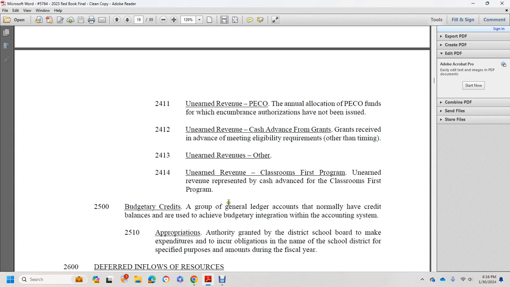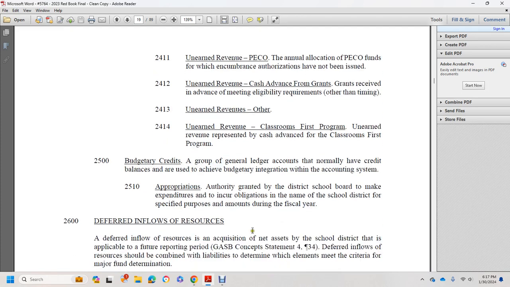2414 unearned revenue, classroom first program, unearned revenue represented by cash advance for the classroom first program. 2500 budgetary credits, the group of general ledger accounts which normally have a credit balance to achieve the budgetary integration of the accounting system. 2510 operations authority granted to the district school board to make expenditures and incur obligations in the name of the school district for the specified purpose of the balance due within the fiscal year.